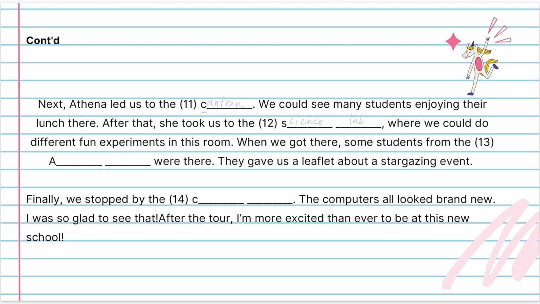Well done, boys and girls. Let's continue. When we got there, some students from the, okay, it starts with a capital letter A. Some students were there. They gave us a leaflet about a stargazing event. Okay, so this is the tip. Stargazing event. So this event must be an activity of a school club, right? So the first letter starts with A. Now let us think. What school club has a name that starts with the letter A, and they also do stargazing and focus on studying stars? Yes, that's the astronomy club.